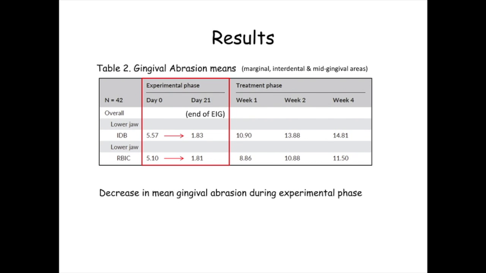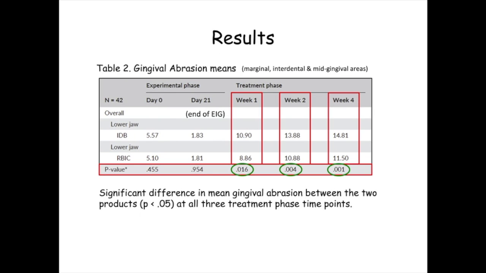The mean number of sites with gingival abrasion decreased between day 0 and day 21, which is not surprising because subjects did not brush their teeth during this period. There was a significant difference in gingival abrasion between the two devices at all 3 treatment phase visits. In every case, mean abrasion was higher for the nylon bristled brush.